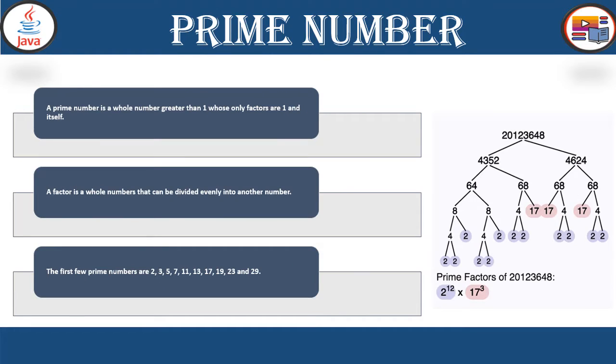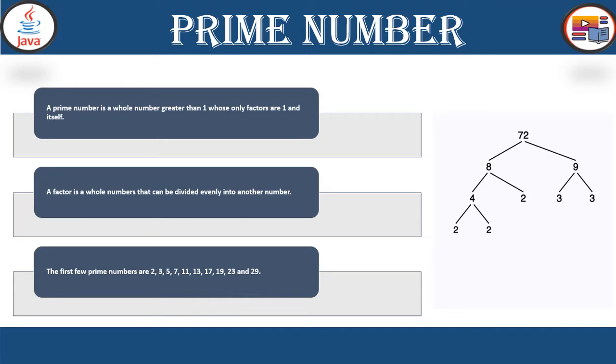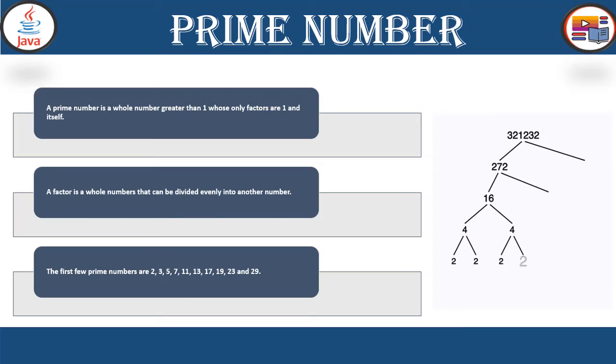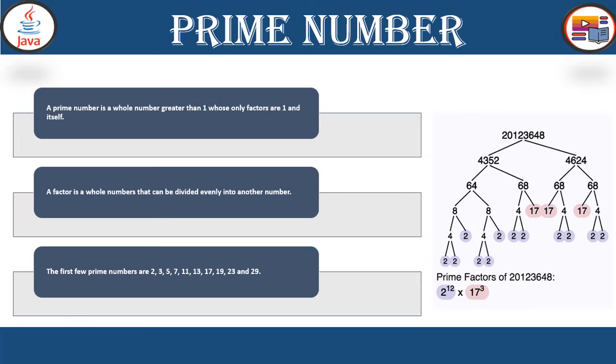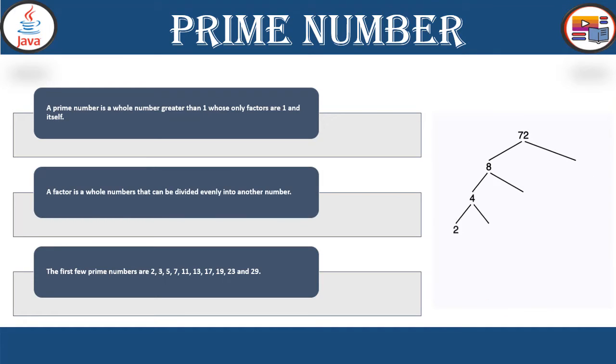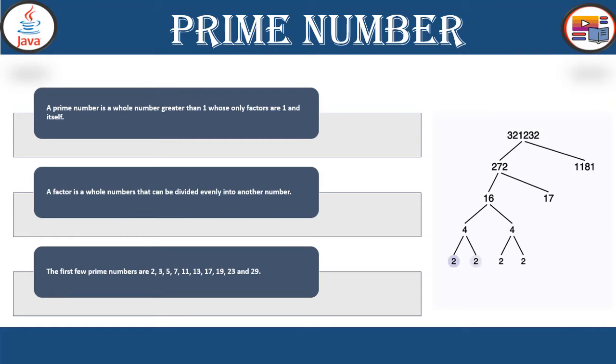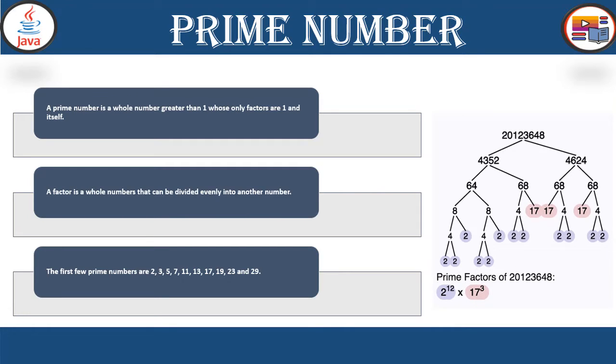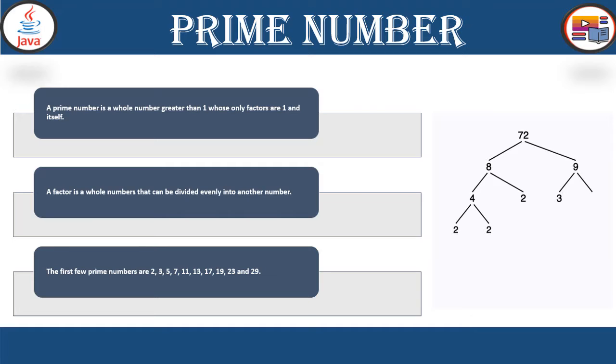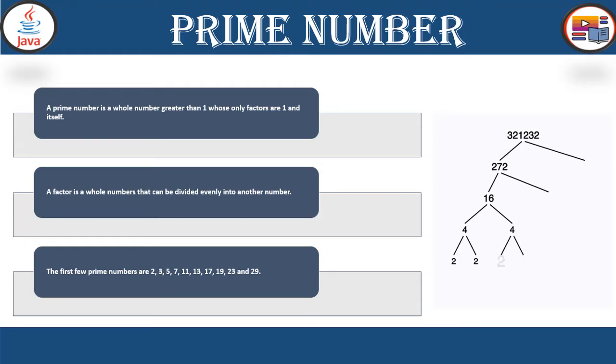Now what is prime number? We have a number system where we have different types of numbers to present in our machines and our systems. A prime number is a whole number which is greater than 1 whose only factors are 1 and itself. That means a number which is divisible by 1 or by itself is called a prime number. A factor is a whole number that can be divided evenly into another number.